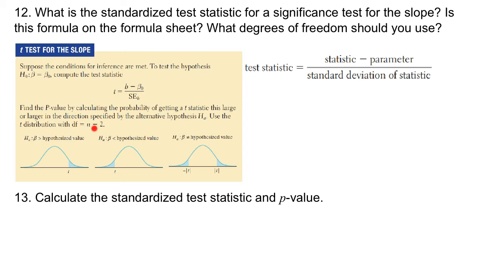Now the df is just going to be n minus 2. What degrees of freedom? n minus 2. So you don't have to copy that whole chart down, but that's the gist. So what is the standardized test statistic, and what is the p-value for this problem?